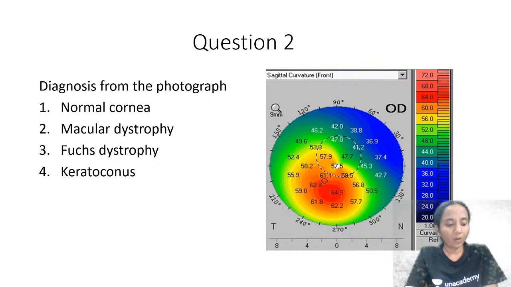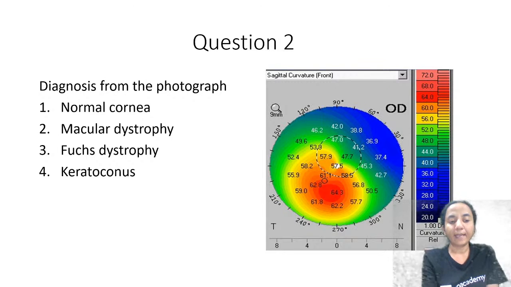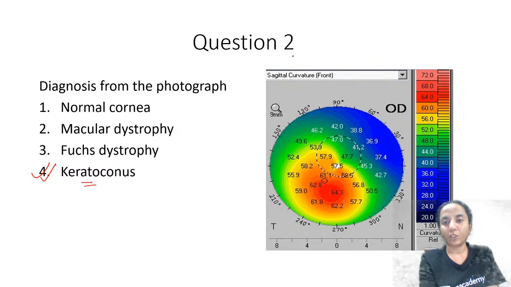Is this a normal cornea? Is this a macular dystrophy? Is it a Fuchs endothelial dystrophy, or is it a keratoconus? Okay, let me tell you, this is a keratoconus. Now, why do we call this keratoconus? So, first of all, what is this investigation? This is called a corneal topography.